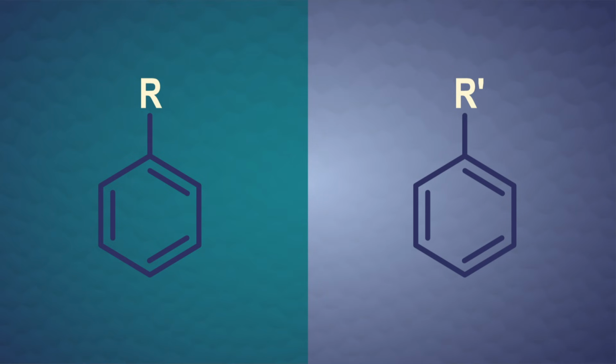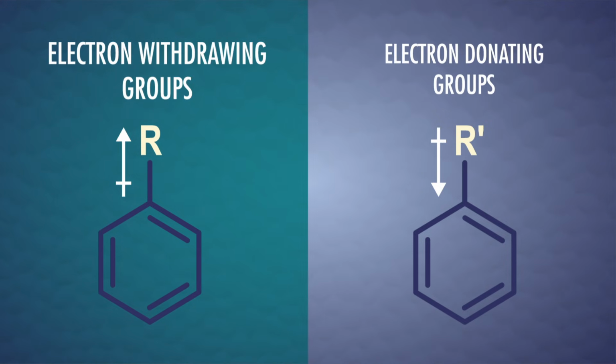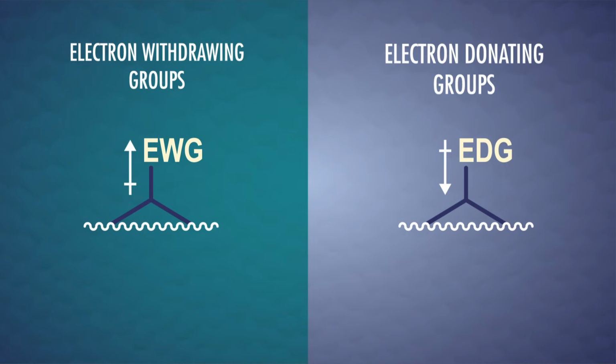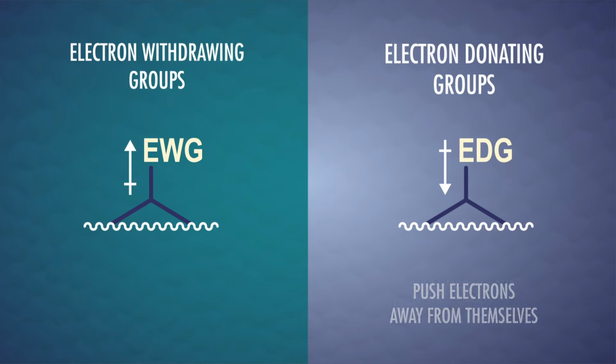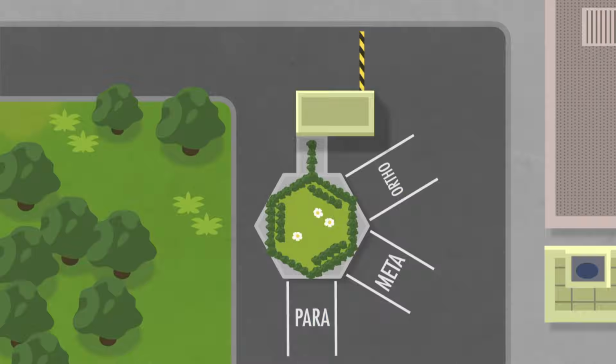With benzene rings, chemists sort groups into electron-donating groups and electron-withdrawing groups. And since that's a lot to write out, you'll usually see EDG and EWG. Electron-donating groups, as the name suggests, push electrons away from themselves. Electron-withdrawing groups draw electrons towards themselves. The first group on a benzene ring is like a parking lot attendant, directing the following groups to one of 3 other parking spots around the ring.